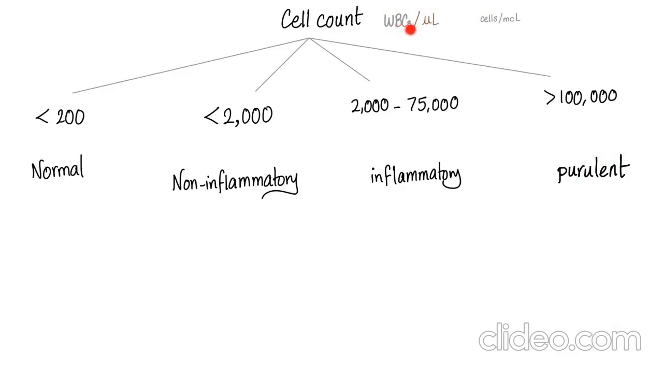When we count the white blood cells per microliter, also known as cubic millimeter, also known as mcL, same stuff. Normally less than 200, non-inflammatory less than 2000, so osteoarthritis is here. Inflammatory 2000 to 75,000, so rheumatoid arthritis is here. Purulent is more than 100,000, septic arthritis is here.